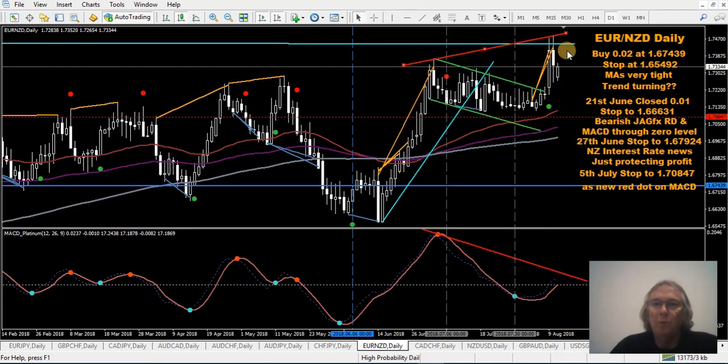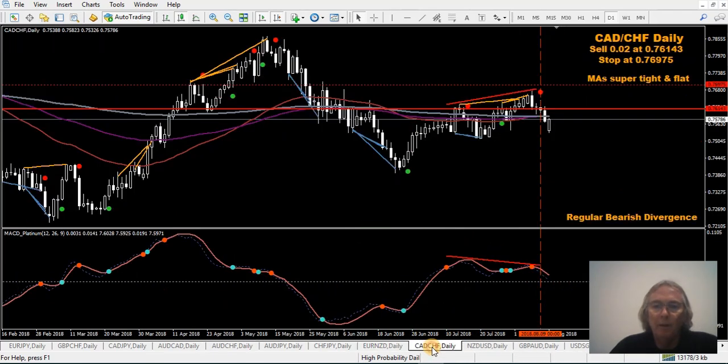CAD Swiss, took a sell on this a couple of days ago. It would have been on Friday, I'd imagine. Thought it was going pretty well until today. We're in a sell. Got a bullish candle today. It's not a great setup, but we're still in profit, so that's all that counts. MACD still above the 0 level. You can read my notes on the chart.